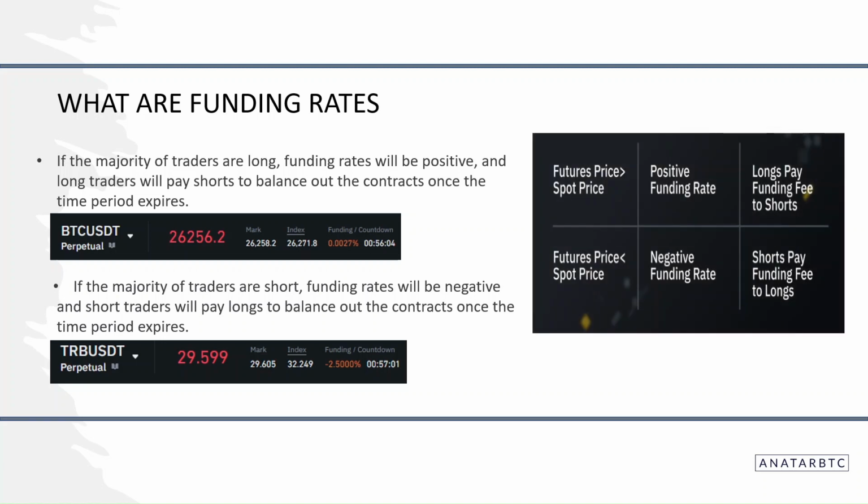So this is basically when futures prices are greater than spot prices. That means a positive funding rate. That means longs pay the funding fee to shorts. And when spot prices are greater than futures prices, then funding is negative, and shorts will have to pay the longs in the same way.